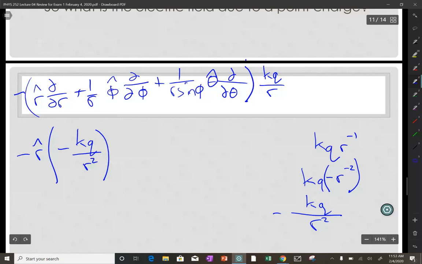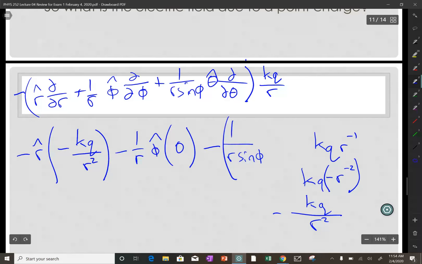So put here parenthesis minus KQ over R squared. Then we have minus 1 over R phi hat, partial with respect to phi of KQ over R. Which there isn't any, so that's a constant. And so what's the derivative of a constant? 0. Plus, well, minus because of the leading minus, not that it matters because it's going to go to 0. 1 over R sine phi.